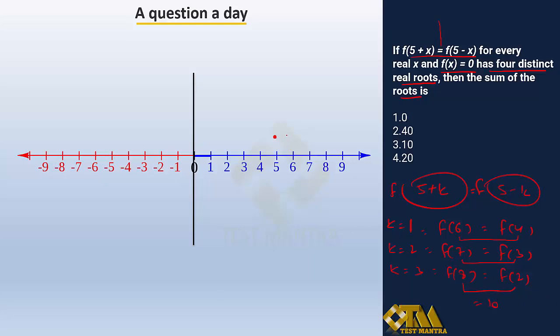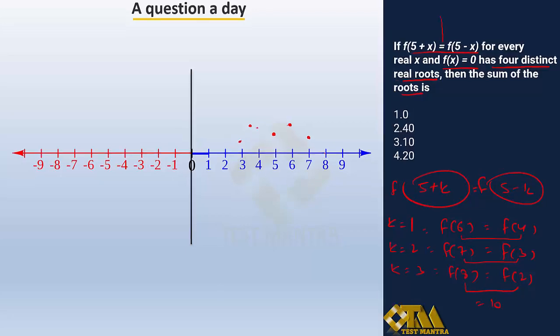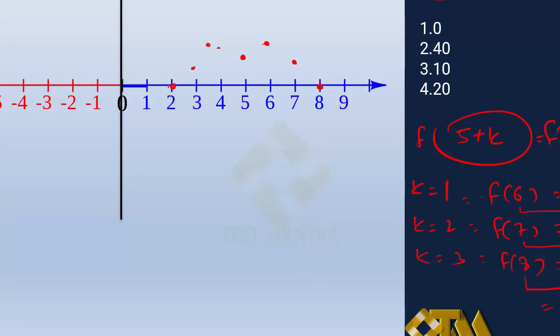So assuming that I'm marking f of 6 at this point, so f of 4 is supposed to be at this point. Assuming I have taken f of 7 at this point, that means f of 3 has to be at this point. Then suppose I have taken f of 8 as root for the time being, that means f of 2 will be available here. Now you can identify, assuming that this is my curve available here, so it's moving in a symmetry with respect to this.